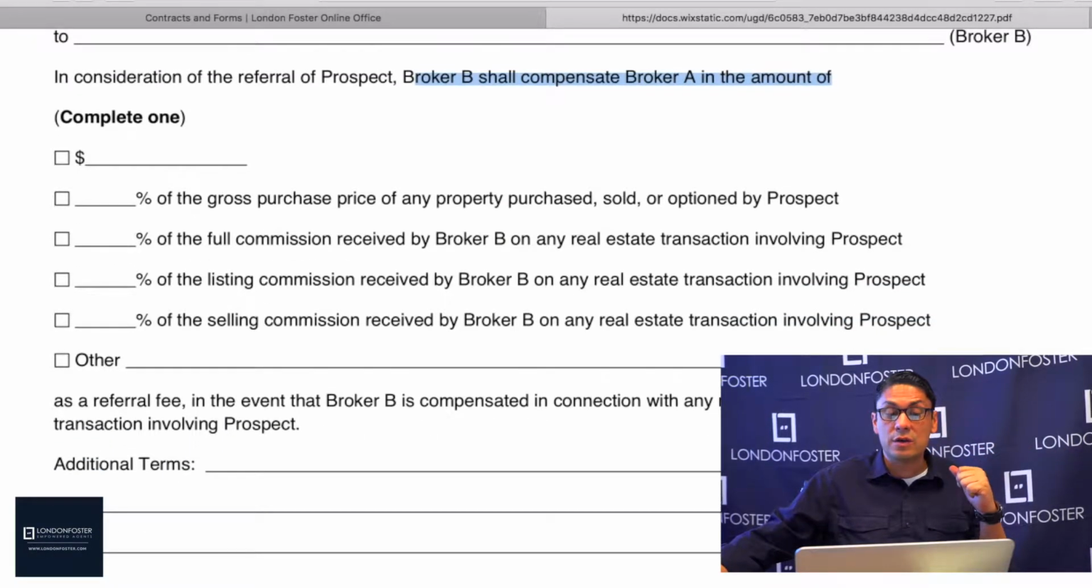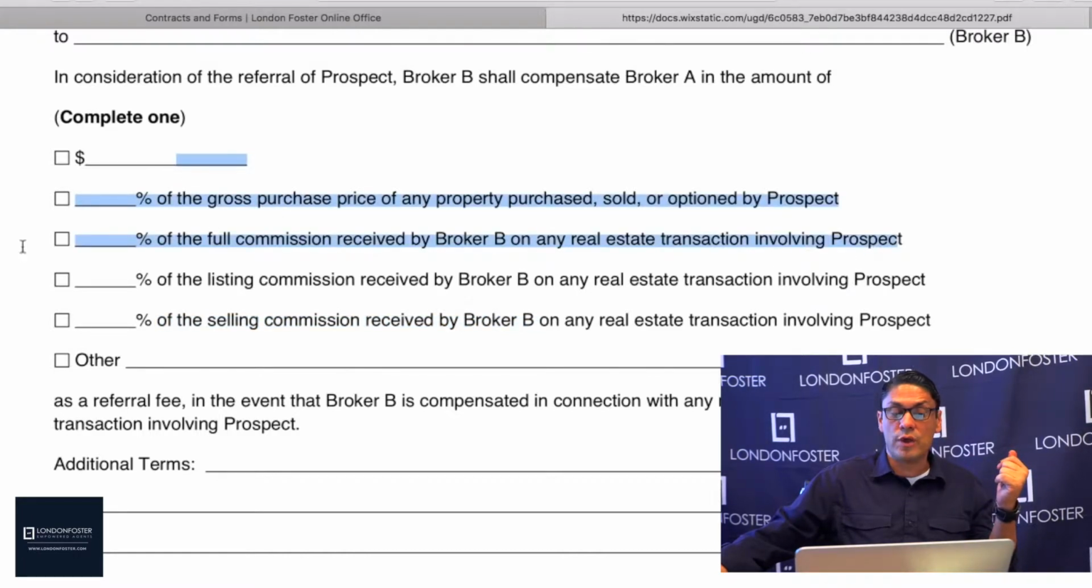It can be a percentage of the gross purchase price of any property sold or optioned by the prospect, a percentage of the full commission received by broker B on any real estate transaction, a percentage of the listing commission received by broker B, or a percentage of the selling commission received by broker B. Obviously the first three have more to do with when you're representing the buyer, and the last two is more of when you're referring to it as a property.